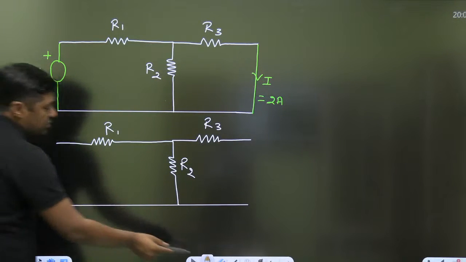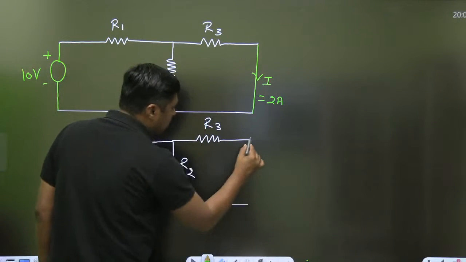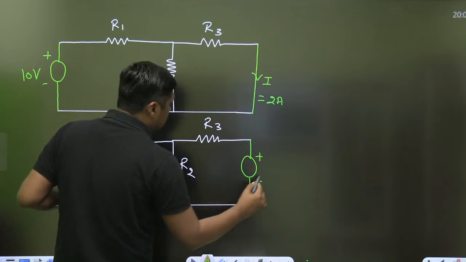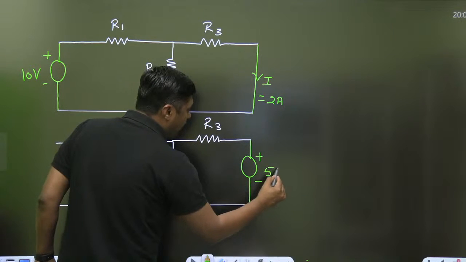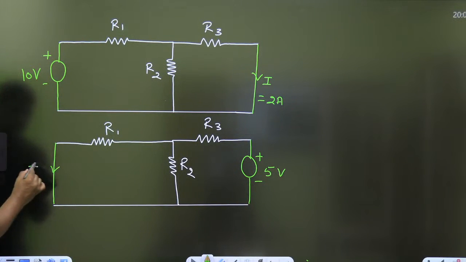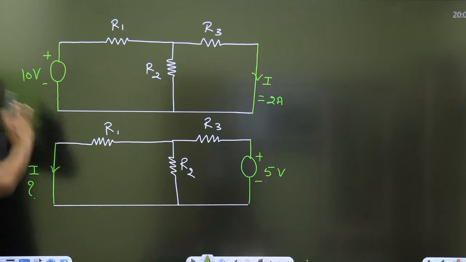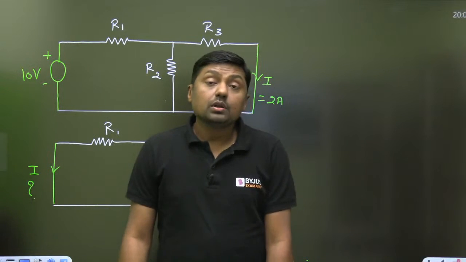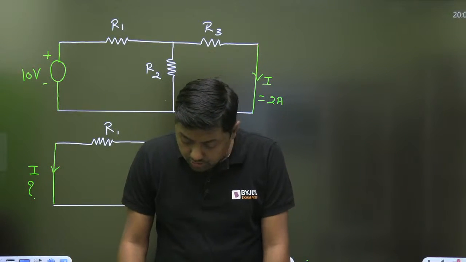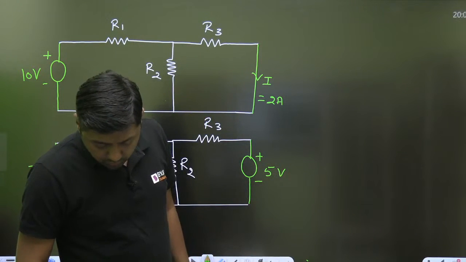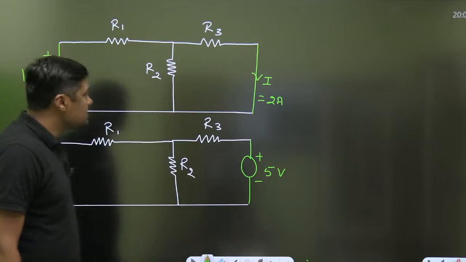Now I am changing the position of the voltage source and current source. That is the case. Let it be 5 volt. What will be the current in this branch? That will be the question in GATE exam and in other competitive exams. This type of questions from the reciprocity theorem. Very simple question. What will be the answer? Everyone please give me the answer in the comments box.